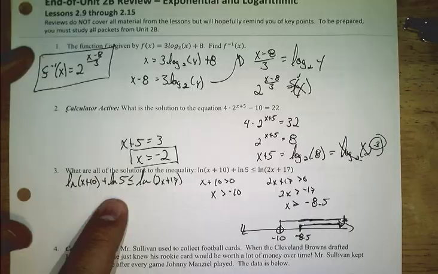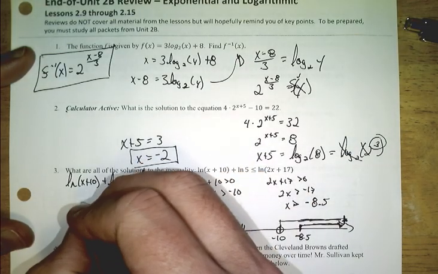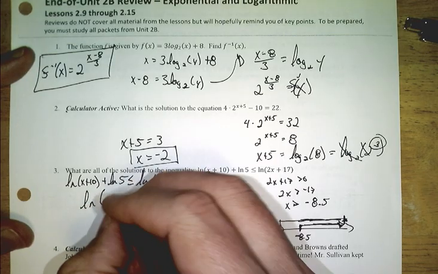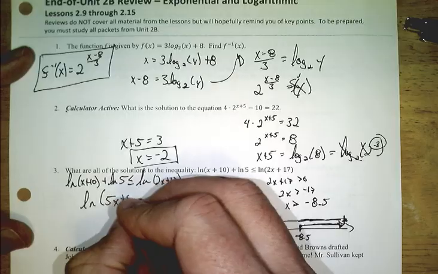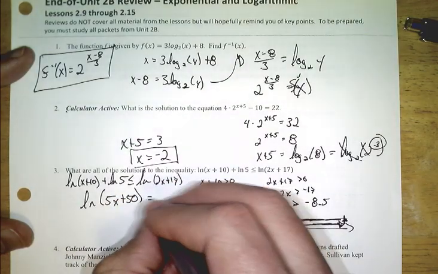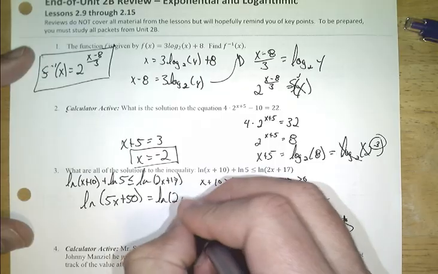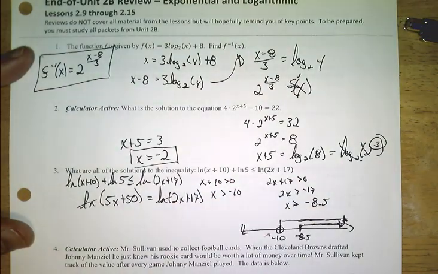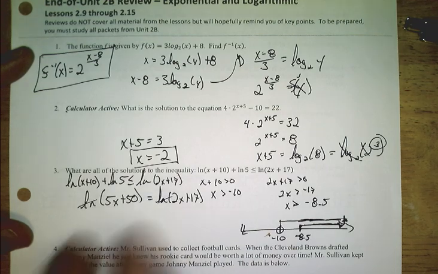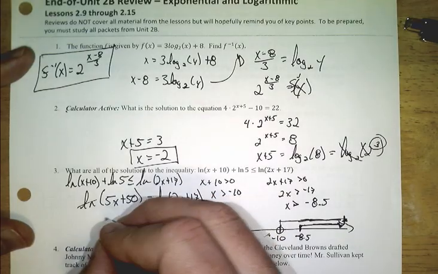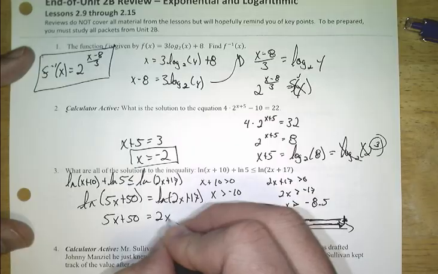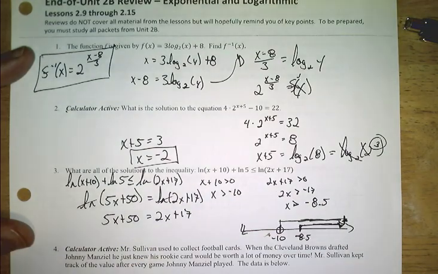So let's merge these two on this side right here. So we would get 5 times x plus 10. So I'd get the natural log of 5x plus 50 is equal to the natural log of 2x plus 17. The natural log is on both sides now, the single log on either side, so they cancel out. So I get 5x plus 50 is equal to 2x plus 17.